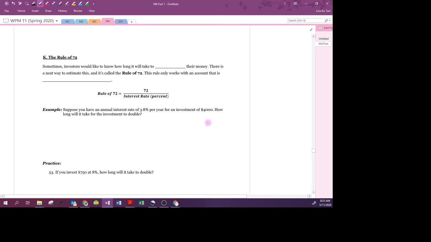Okay, there's this thing called the rule of 72, which is an approximate number for how long it will take for an investment to double. Sometimes investors would like to know how long it takes to double their money. There's a neat way to do this called the rule of 72. It only works for something that is compounded annually. And the rule of 72 is 72 divided by the interest rate as a percent. That gives you the doubling time in years.